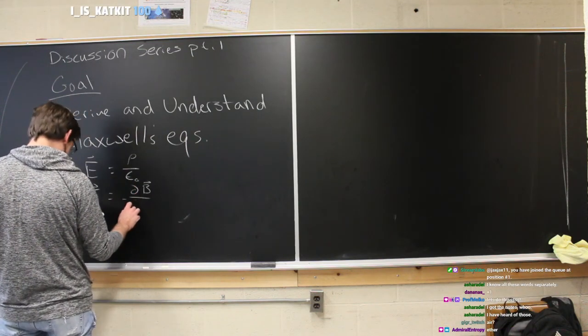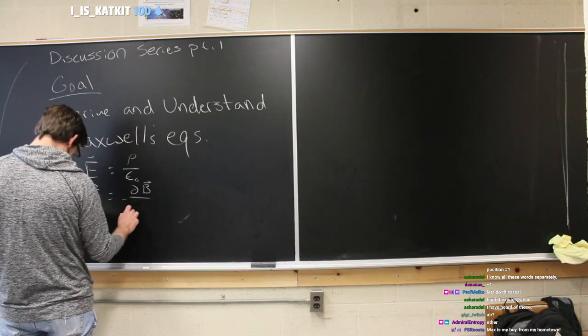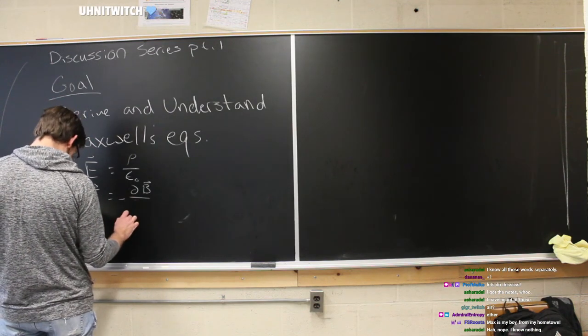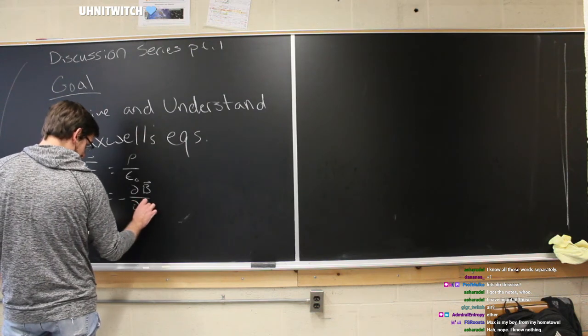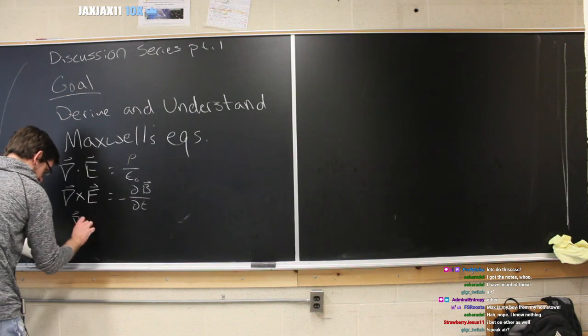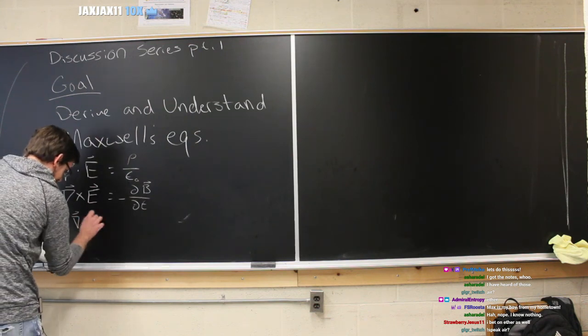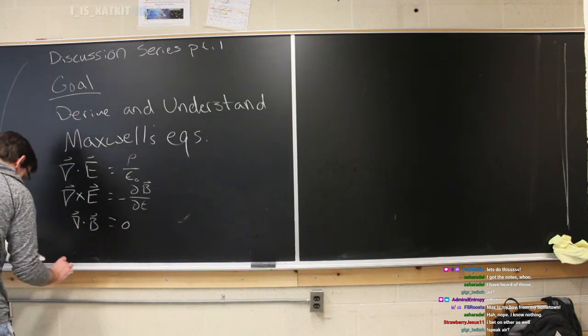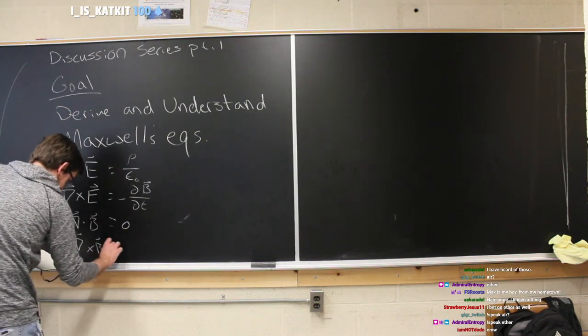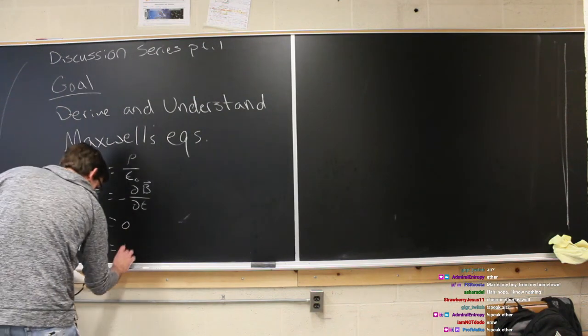So the next one is the curl of the electric field, which, curl and gradient work a little differently, equals the change of the magnetic field with respect to time. Next up is the gradient of the magnetic field is always equal to 0. And we'll see a couple different forms of these eventually. But these are the basic forms that you'll find on the cover of Griffiths.